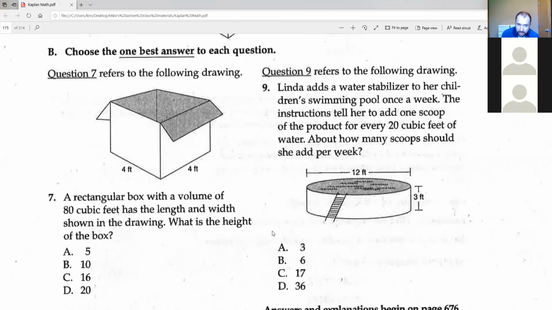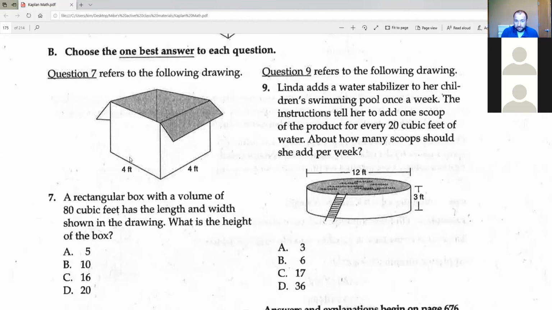So this is tricky because they don't ask you to find volume. They tell you what the volume is. They say the volume is 80 cubic feet, and they tell you the length and the width are 4. Don't assume it's a cube just because these numbers are the same. They tell us it's a rectangular box, and also 4 isn't one of the options. Because what are we trying to find here? We're not trying to find the volume. We're trying to find what the missing height is.